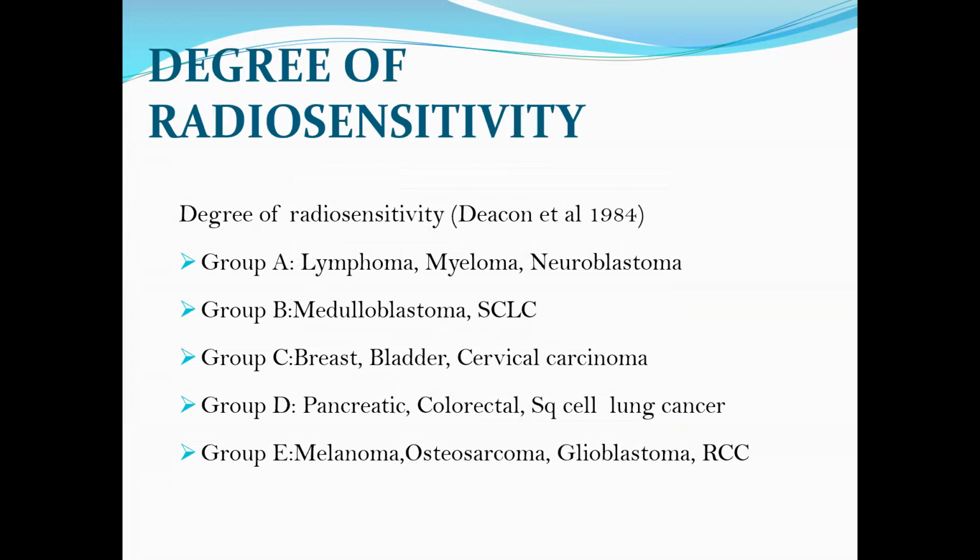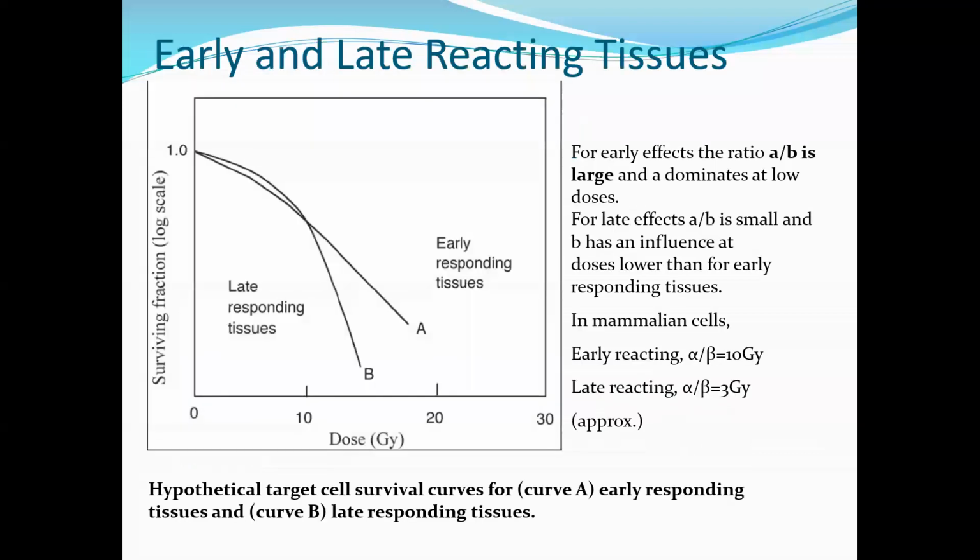Degree of radiosensitivity is another. Group A is lymphoma, myelomas, neuroblastomas. Group B, medulloblastomas, small cell. Group C, breast, bladder, cervical. Group D, pancreatic, colorectal, squamous cell. Group E, melanoma, osteosarcomas, glioblastoma, RCCs. If you remember, melanoma had an alpha by beta of 0.4 or 0.6.